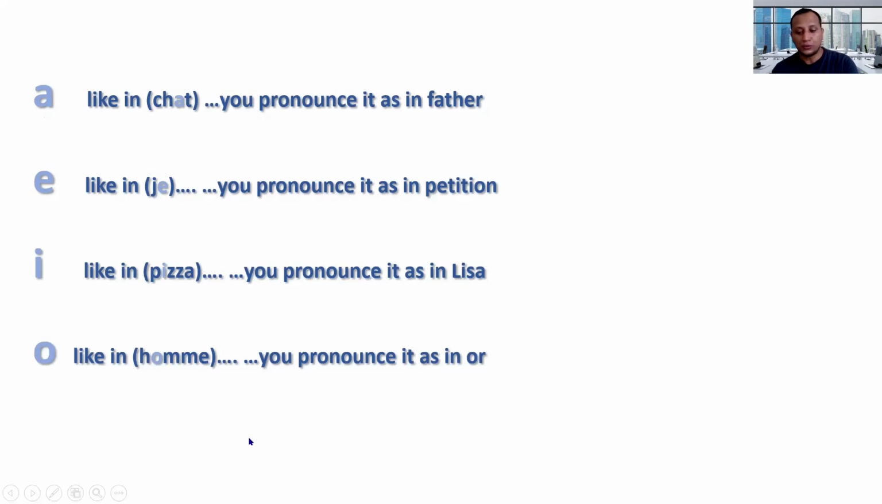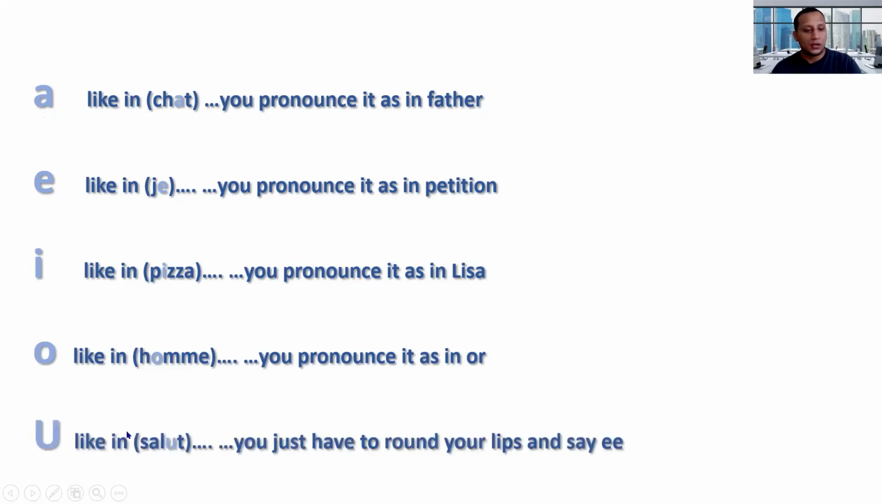For U, like in salut, you just have to round your lips. Look at the U sound. You round your lips and try to say ee while puckering your lips, okay, like that. This is how you pronounce U in French. Okay, guys?